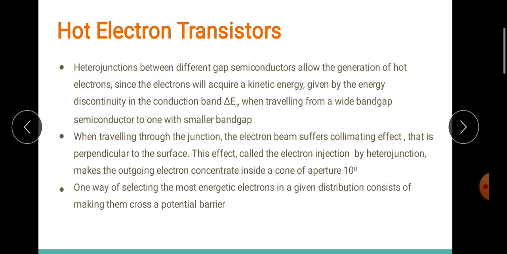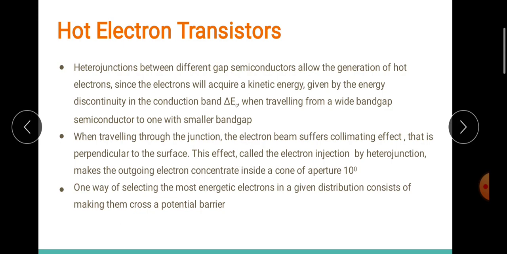Now, if you want to use these hot electrons, how can you select them? How can you determine that out of 100 electrons, 10 of them are hot electrons? How can you do that? We have different ways of selecting the hot electrons. One is to make them cross a potential barrier. If the barrier is a pretty thick barrier, then out of 100 electrons, only those electrons which possess much higher energy can cross through the barrier.